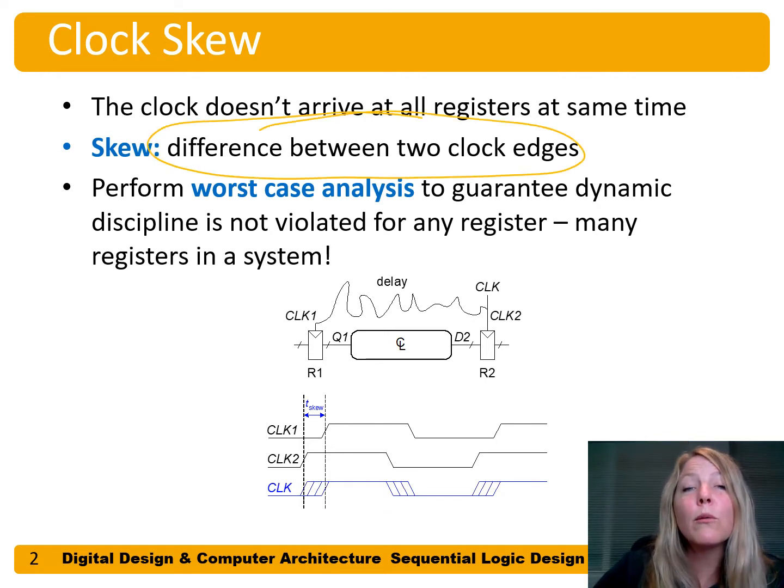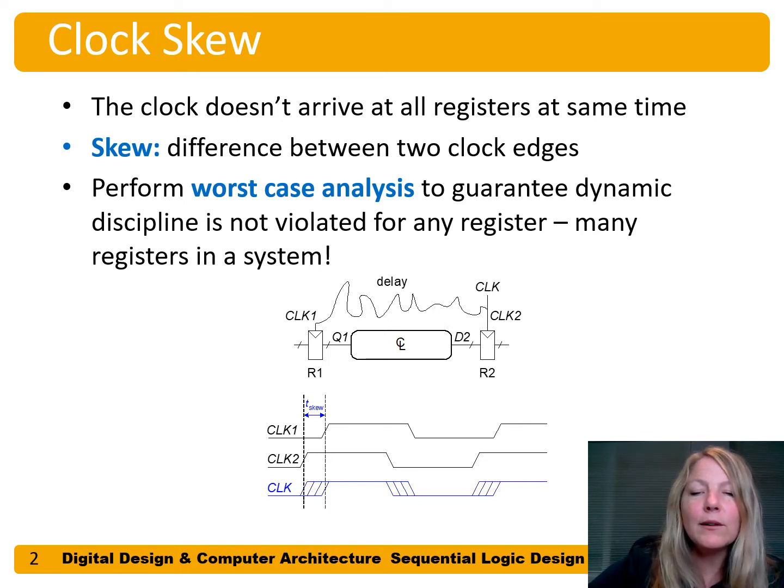And we're always going to perform a worst case analysis to guarantee that we don't violate dynamic discipline for any register. There are many registers in the system, and we'll perform this analysis for the worst case of a pair of registers. And we always do timing analysis between pairs of registers.